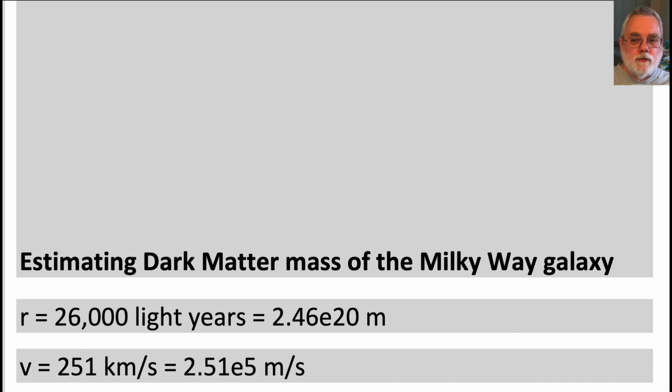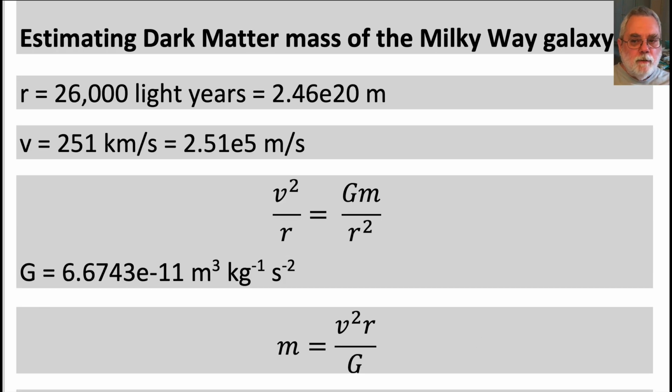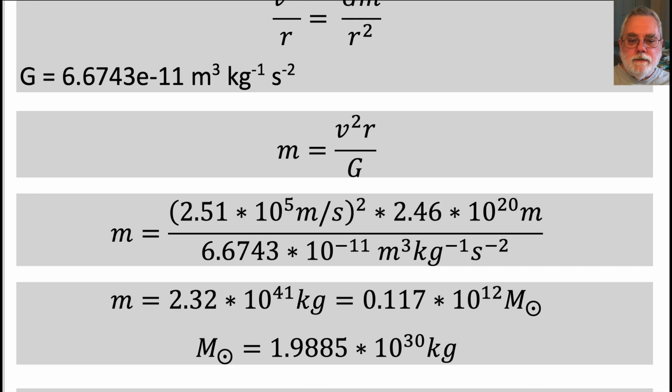Let's equate the centripetal acceleration with the gravitational acceleration using lowercase m as the gravitating mass within our orbit. So v squared over r is the centripetal acceleration. Gm over r squared is the gravitational acceleration, and capital G is Newton's gravitational constant. Let's rearrange to give the mass within our orbit. Mass equals v squared r over G. Let's substitute values, and we get 0.117 trillion solar masses inside our orbit.